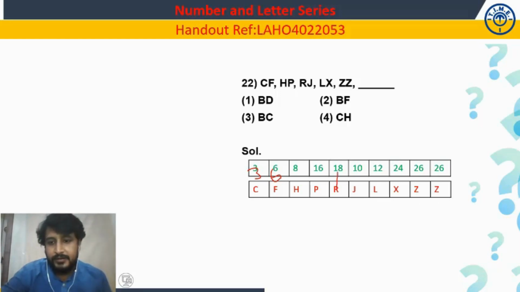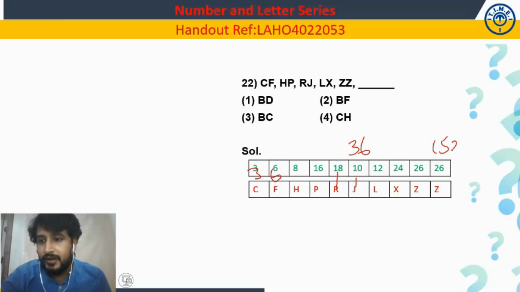R's place value is 18, J's place value is 10. J is 10, or you may also consider it as 36. L's place value is 12, X's place value is 24. Absolutely fine. Next, Z is 26, again Z 26. Now, Z you can consider as 26, or it can also be considered as 52.